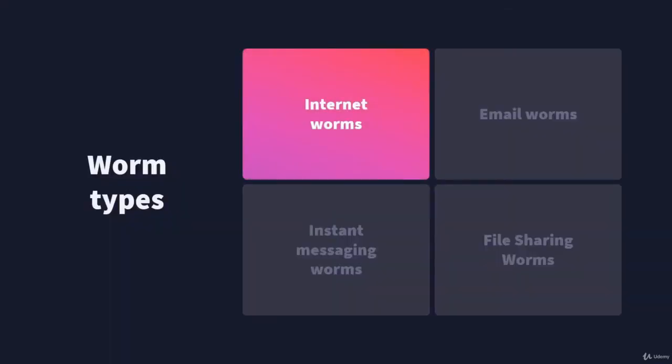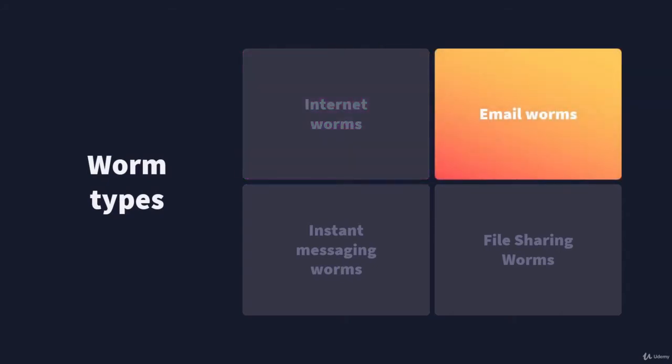Let's have a quick look at some worm types grouped by means of spreading. First type is internet worms. Internet worms scan the network using infected computers in order to find other vulnerable computers. If such a computer is found, the worm will then attempt to connect and infect the vulnerable machine.